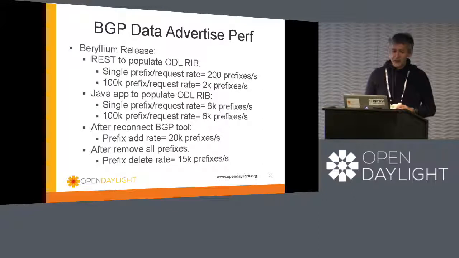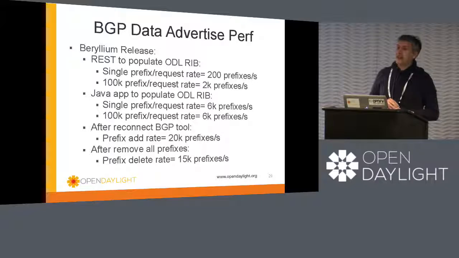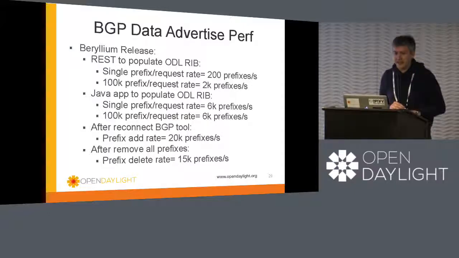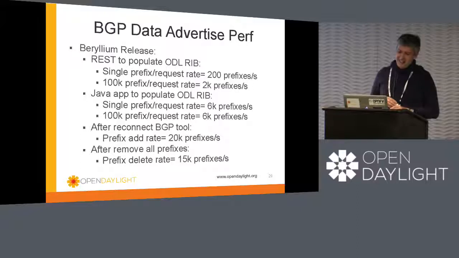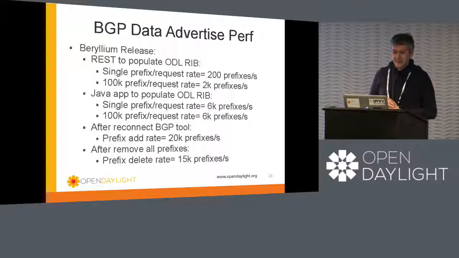With all this, in the Beryllium release, if we use REST to populate the ODL RIB, or routing database, with single-prefix requests, we can do 200 prefixes per second. If we populate OpenDaylight with 100K, sorry. If we use Java, the same can be done at 6,000 prefixes per second. Now, there is also a rate for the 100K-prefix request, which in the first case is 2K prefixes per second.